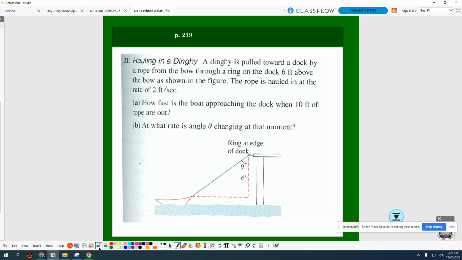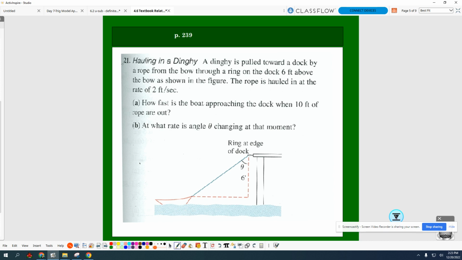In this problem, there's a boat being pulled in to a dock, and the dock is 6 feet above the boat, and the rope is being hauled in at a rate of 2 feet per second. How fast is the boat approaching the dock when there's 10 feet of rope moving out?